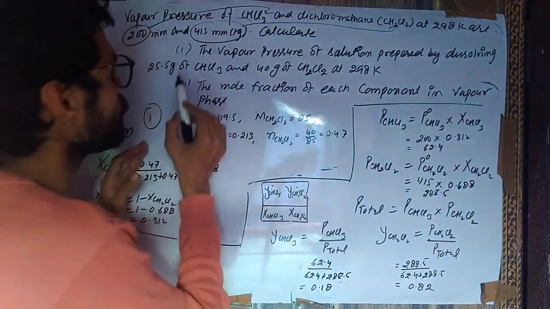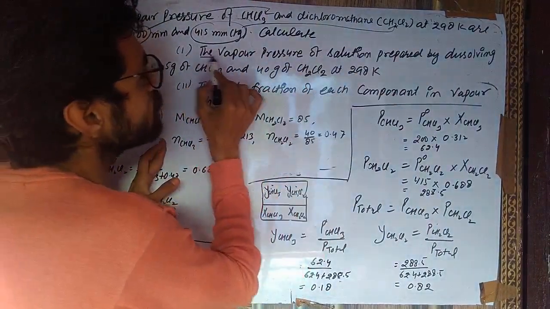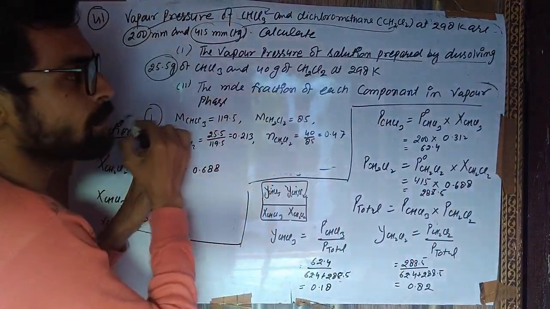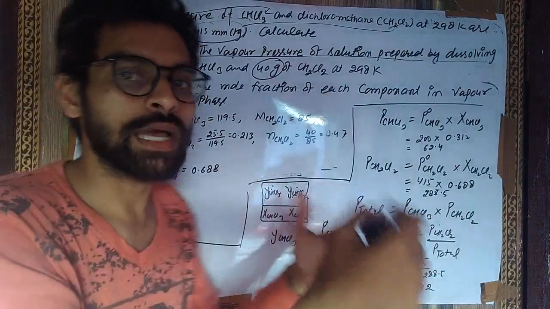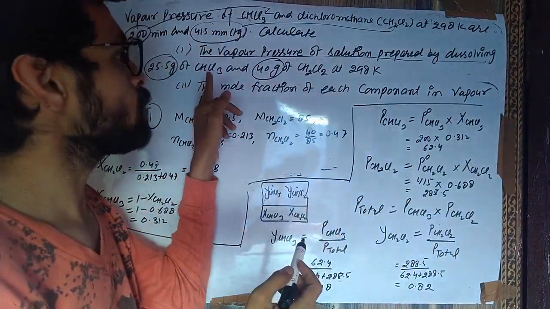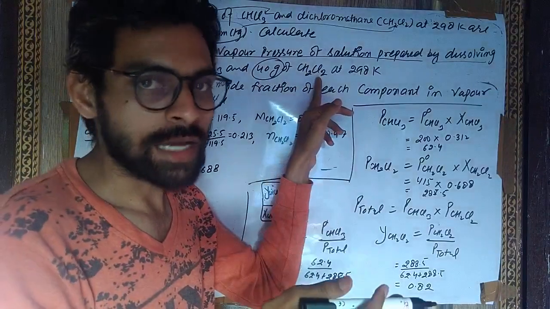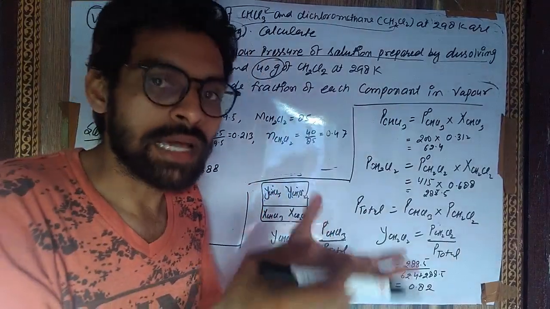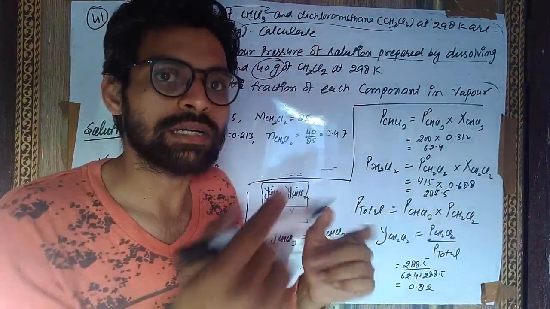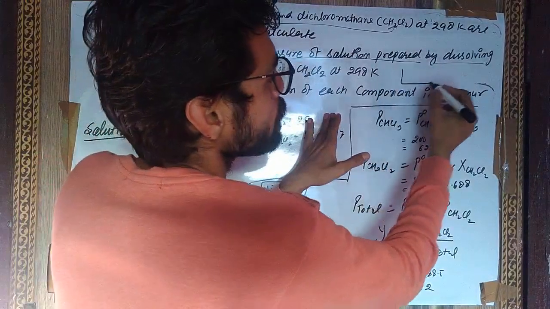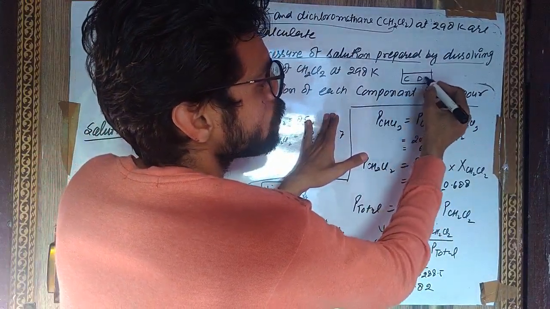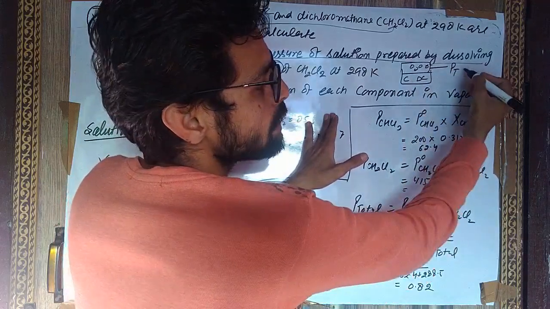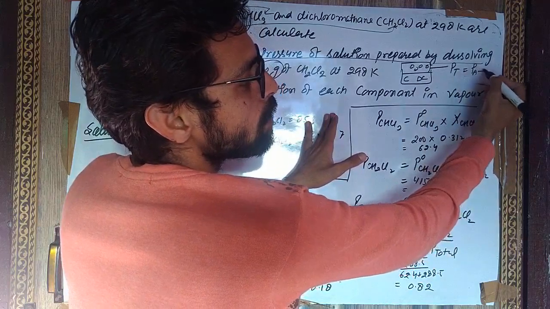Two questions are asked. First, vapor pressure of solution. First is vapor pressure of solution which is prepared by dissolving 25 gram of chloroform in 40 gram of dichloromethane. When you will dissolve this amount of chloroform and this amount of dichloromethane and you will heat at 298 Kelvin or you can say at 25 degrees Celsius, then what will be the total vapor pressure? That is, total vapor pressure means, look here, when you will heat chloroform and dichloromethane, then some vapors will be formed. So what will be the total pressure? So students, it will be the total pressure of PA and PB.